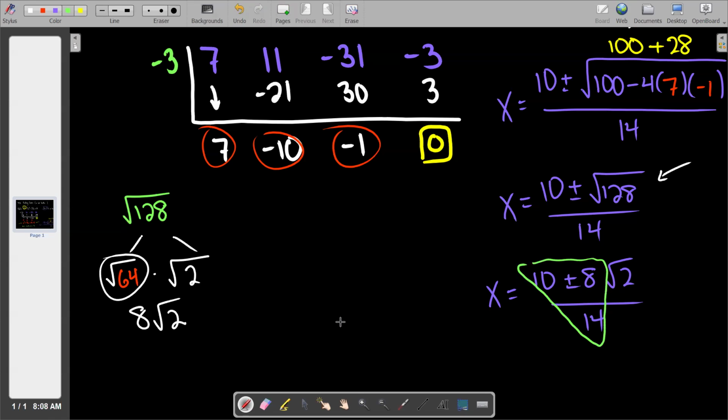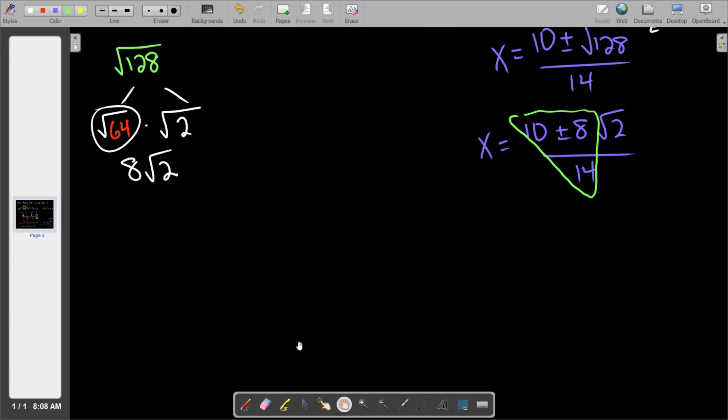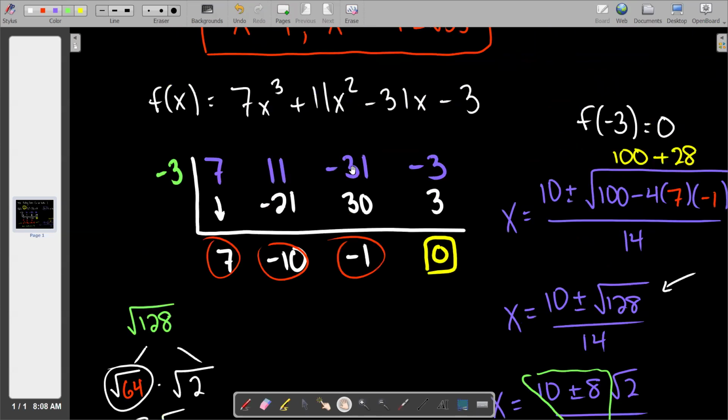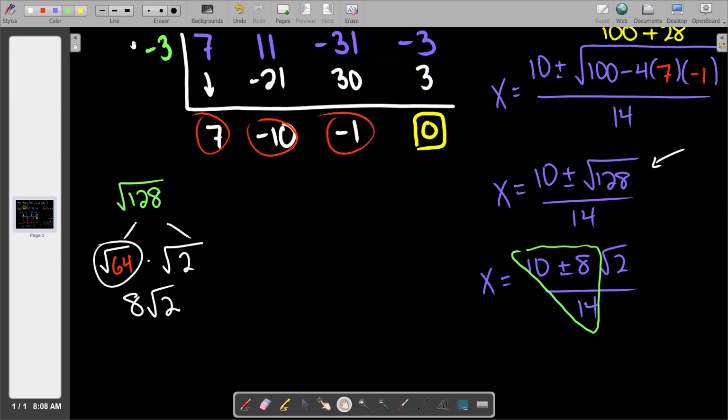What can all those numbers be divided by? 2. And so the state of affairs is like, we're about there, we're done. So the freebie was -3. It's up there at the top of the TV. So we can now make a statement of finality and say, here are my zeros. Their names are x equals -3 and x equals 5 plus or minus 4 roots of 2 over 7.